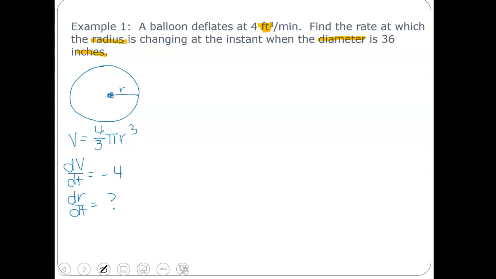And we're given diameter is 36. That means the radius is half of that, which is 18. But again, that 18 is in inches, and my dV/dt is in feet. So I want to take 18 inches and say that that is 1.5 feet.